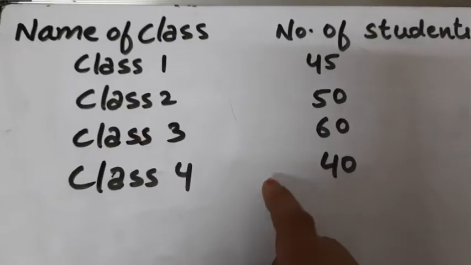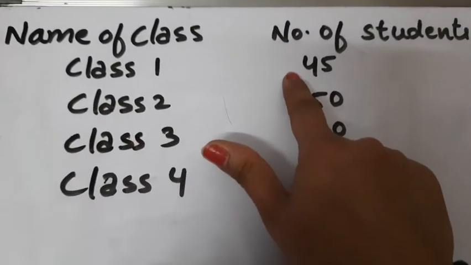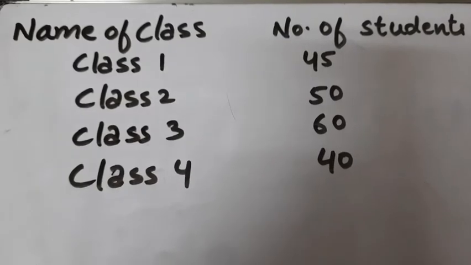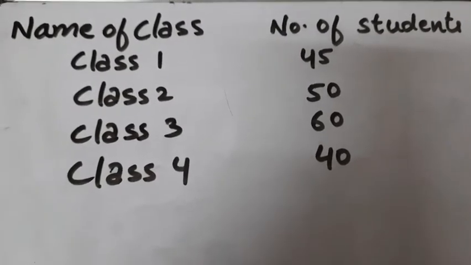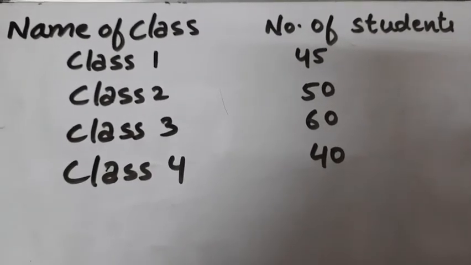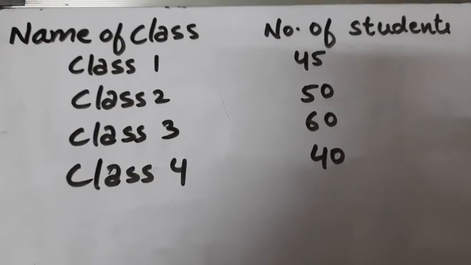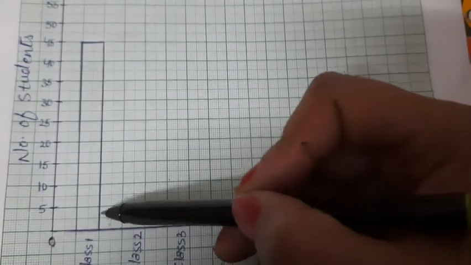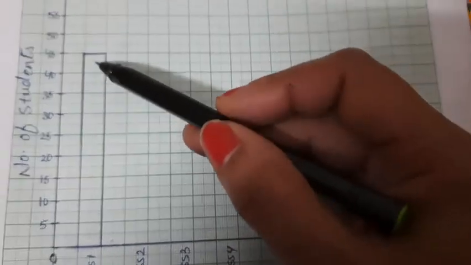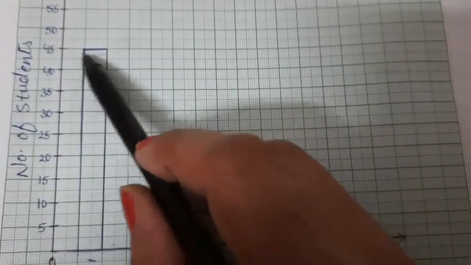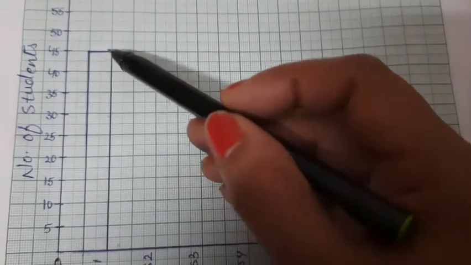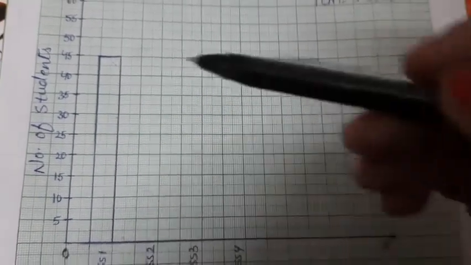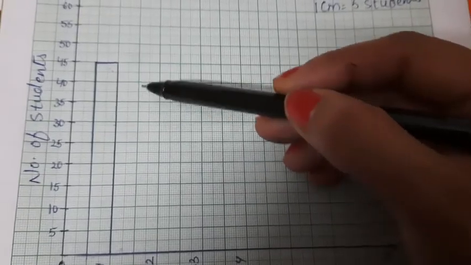See, in class 1 there are 45 students, so our first bar will reach 45. With the help of a ruler we will draw a bar reaching 45. See, the first bar, that is class 1, is reaching 45. So this way we draw the bar. In class 2 there are 50 students, so we will draw a bar reaching 50. This is 50.